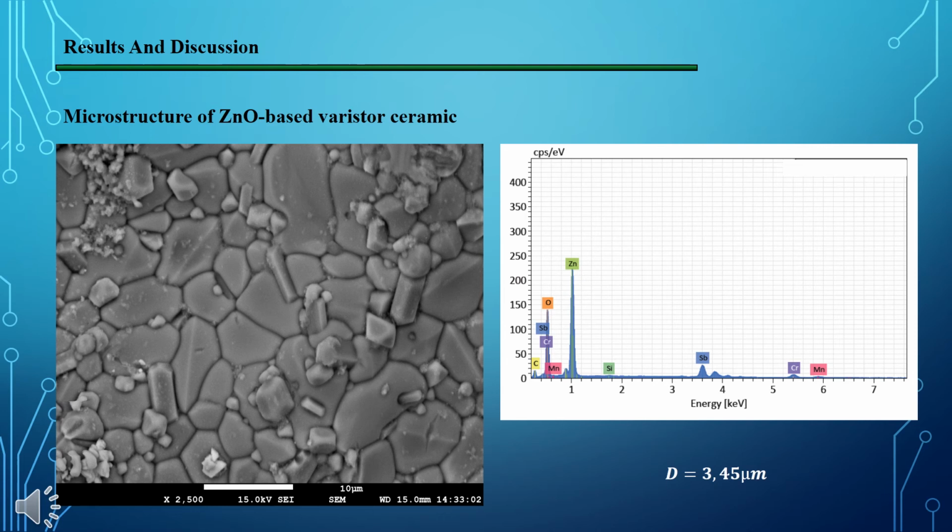The average grain size D equals 3.45 micrometer. EDS analysis of the secondary phase showed that the sample contains all oxides such as Zn, Sb, Cr, and Mn.